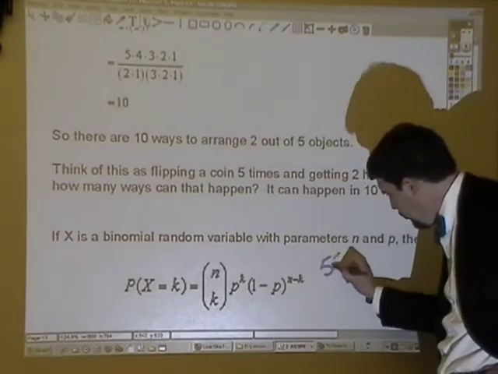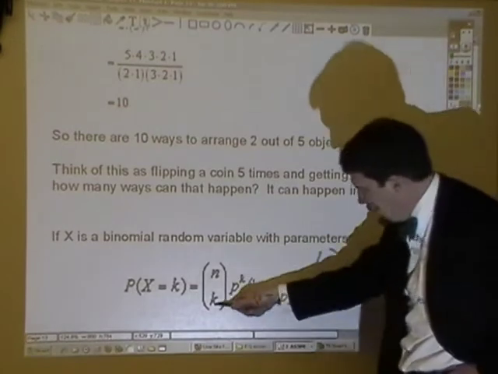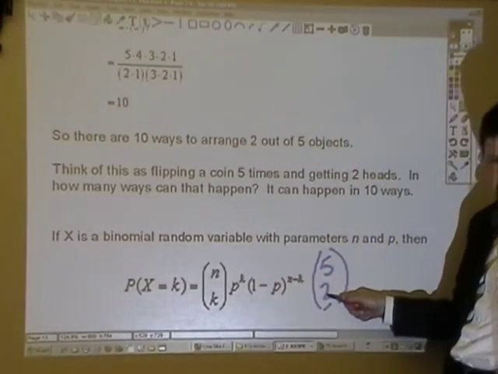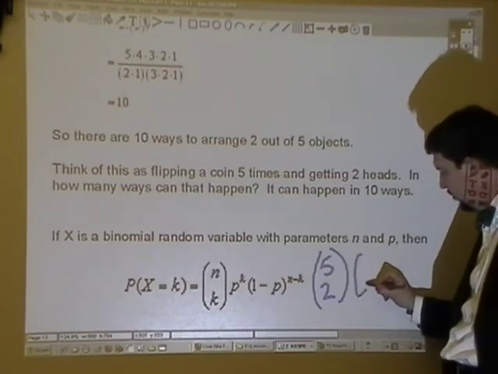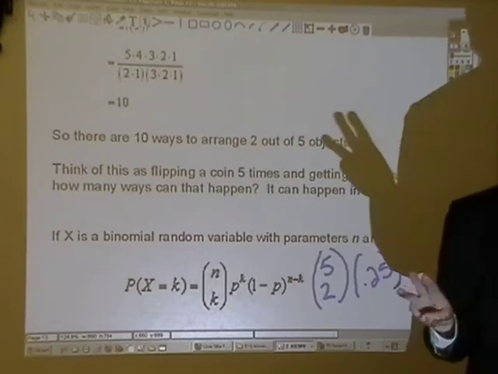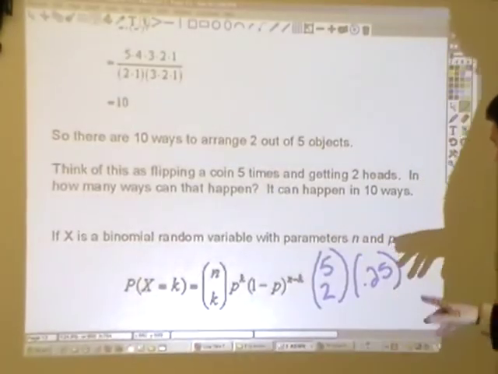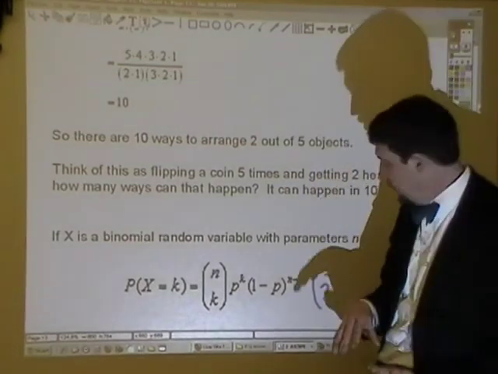We've got 5, we're going to choose 2. N choose K, 5 choose 2 successes. P is the probability for success. The probability for success for us is 0.25. Now, these are the only 3 numbers you need to know. And these are the 3 numbers, N, P, R, that go in your calculator. From these 3 numbers, everything else falls into place.